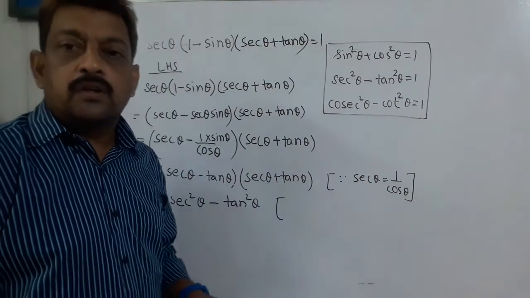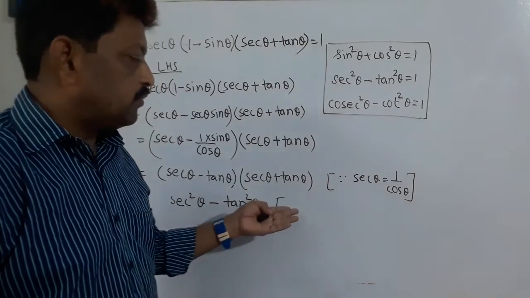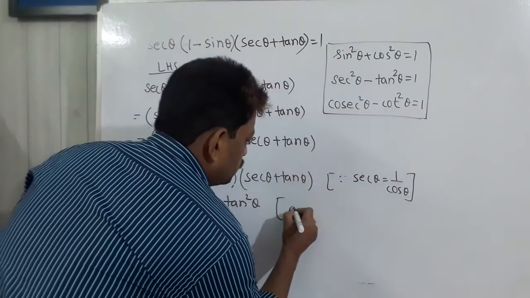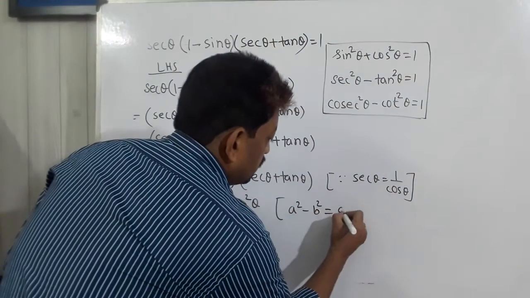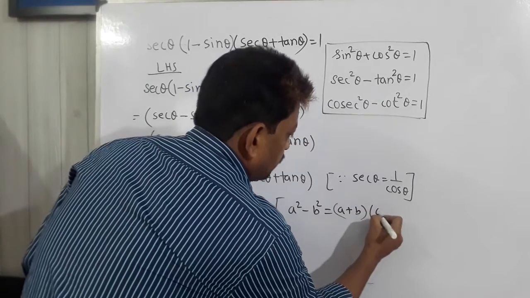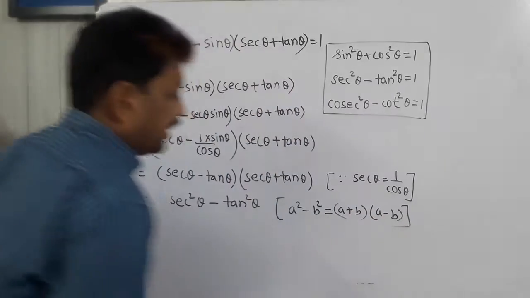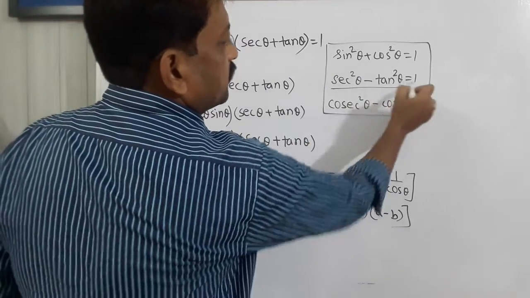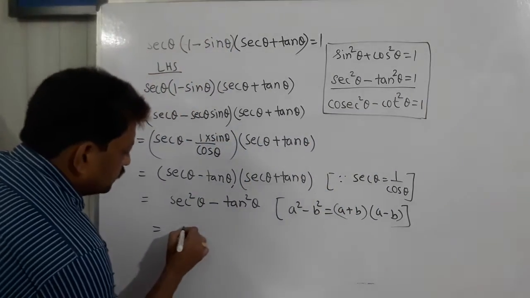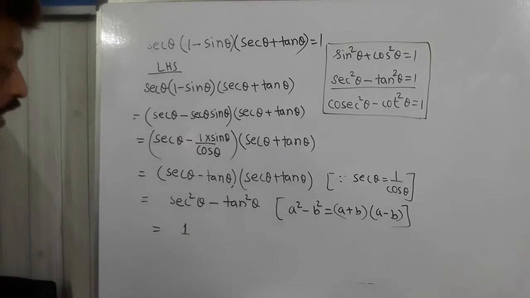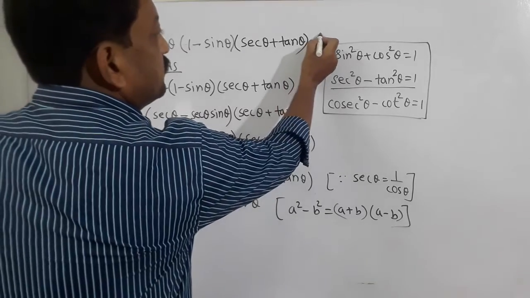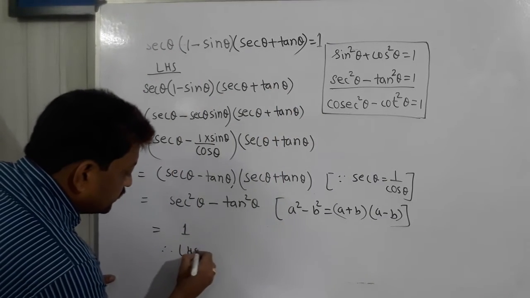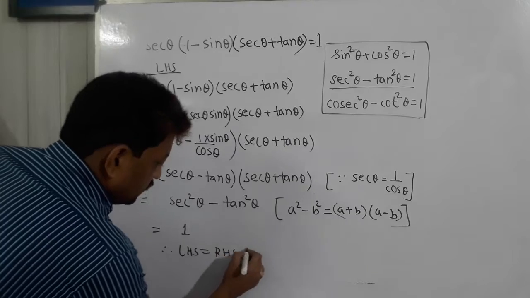That is also for your betterment, because if you are writing the identity, it will be memorized. So here I have used a squared minus b squared equals a plus b multiplied with a minus b. Now sec squared theta minus tan squared theta, that is also an identity, that is equal to 1. So here I have got the answer as 1 and the right hand side is also 1. Therefore the identity is proved. Therefore we can write LHS equals RHS verified.